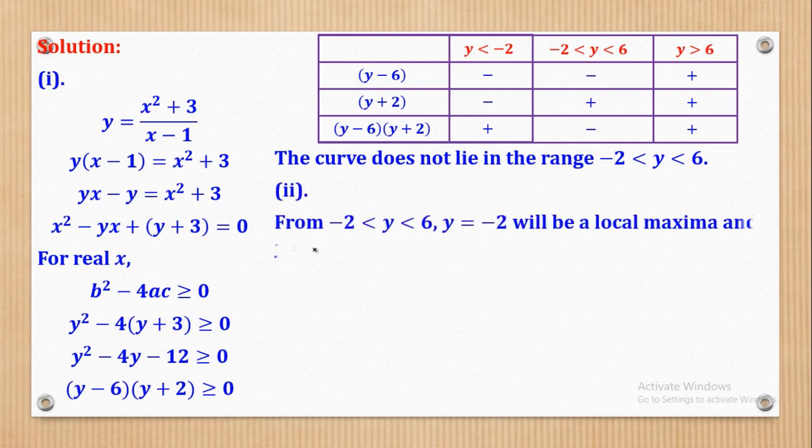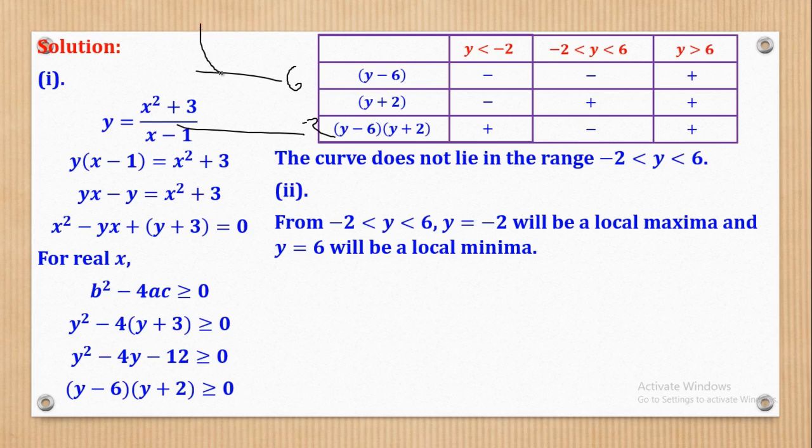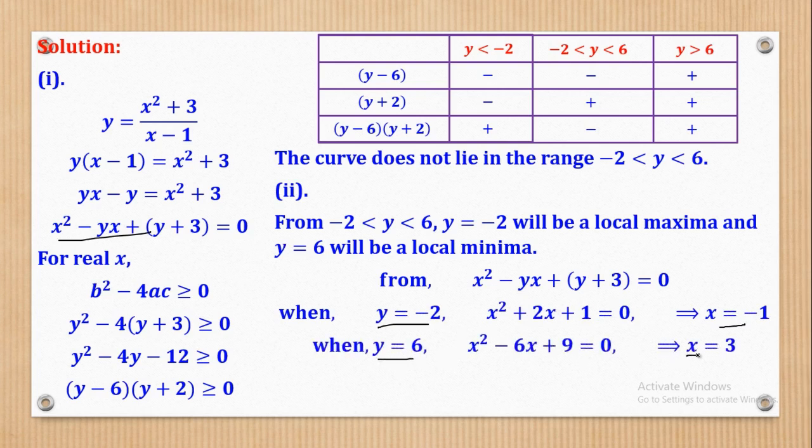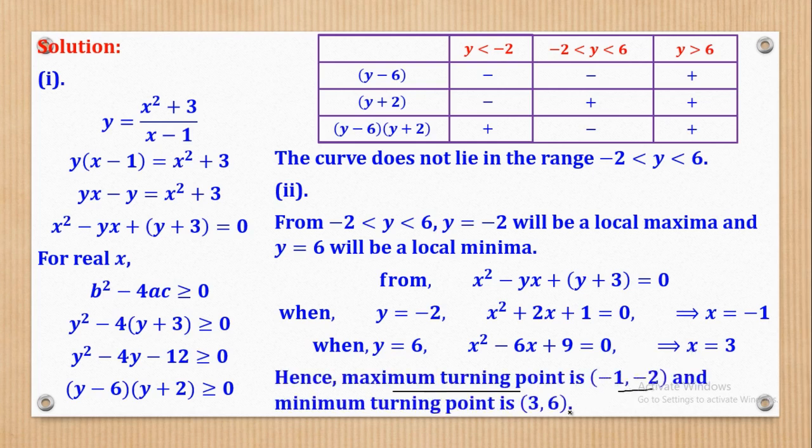Roman 2, from this, it implies that y equal to negative 2 is the local maximum, and y equal to 6 is the local minimum. Why? Because if you have this one and this will be 6 and this will be negative 2, it implies the curve does not lie between these. So here it will be a minimum and here it will be a maximum. Therefore, from this equation, substitute: when y is negative 2, x will be negative 1, and when y is equal to 6, x will be 3. Therefore, the maximum turning point is this, and the minimum turning point is that.